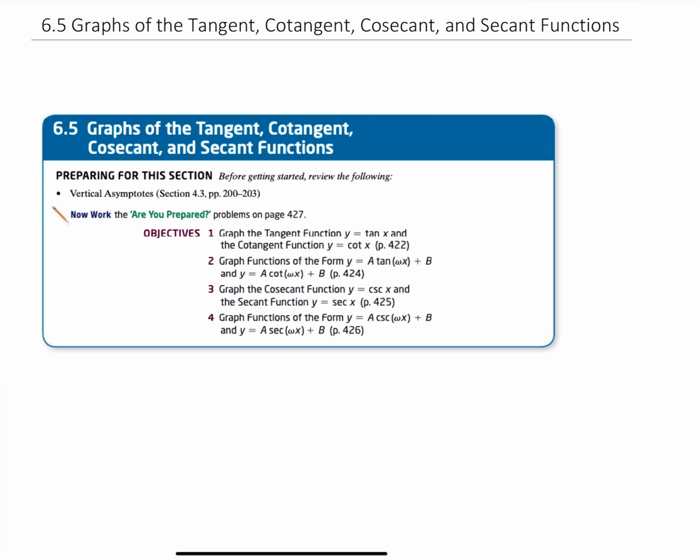Hello and welcome back. In this video, we are going to look at the graphs of the tangent, cotangent, cosecant, and secant functions. Last time we were graphing the sine and the cosine and various transformations of those graphs. So we'll apply a similar approach to the remaining four trigonometric functions and see how their properties differ looking on a linear graph on the xy plane.